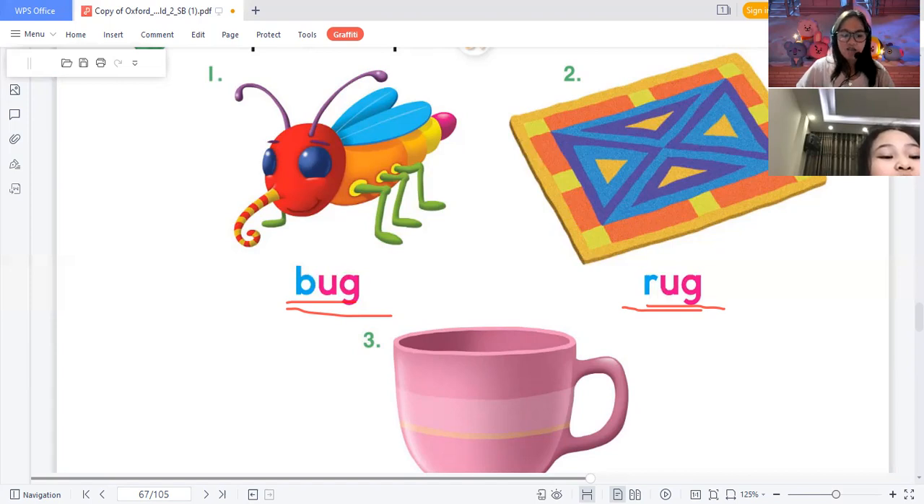Or maybe I'll just share it with you. Please wait. It's like a mat. Yes, just like this one. A mug. A mug, I'm sorry. Just like, how do I say it? A mat. Yeah, a mat. That's right. So a rug is like a mat, okay?